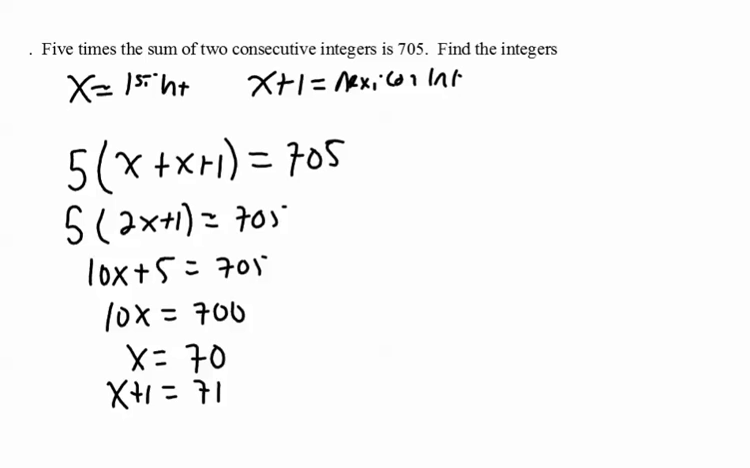Cool. Moving on. I would like you to try this one. See what you can get. You know what? Let's just do it. For odd integers, if you say x is the first integer, for odd, you can't just add 1 to it. The next odd one is 2 after that. So you're going to say x plus 2 is the next odd number.